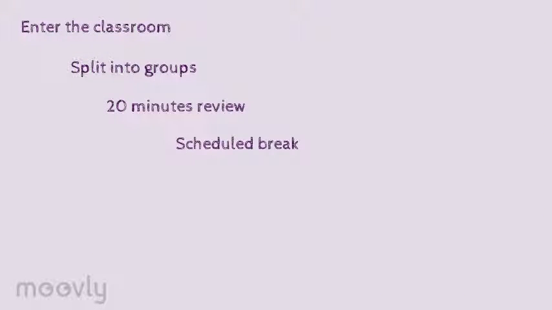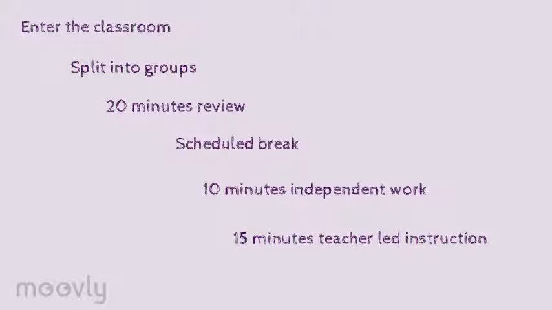All students walk into the classroom and take their seats. They split into groups and do 20 minutes of reviewing two-step equations that they had learned the day before. After this review is finished, the student with ADHD takes a break that was indicated on his personal schedule, while the rest of the students transition into independent work at their desks. After the 10 minutes of independent work, the students come together as a class for 15 minutes of teacher-led instruction. Students then practice their multiplication facts with flashcards for the rest of the period in partners.